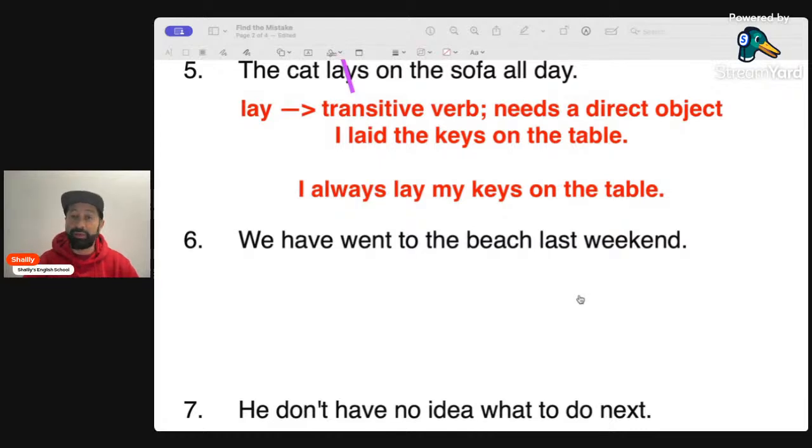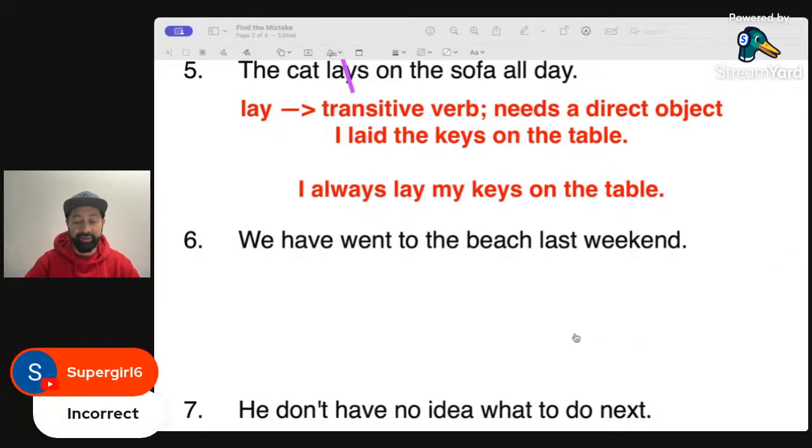All right, so number 6, it says, we have went to the beach last weekend. Is this correct? Is it incorrect? So Supergirl says incorrect. That is correct. You are correct. It is incorrect. What is incorrect, though? What is the mistake in this sentence? So find the mistake.